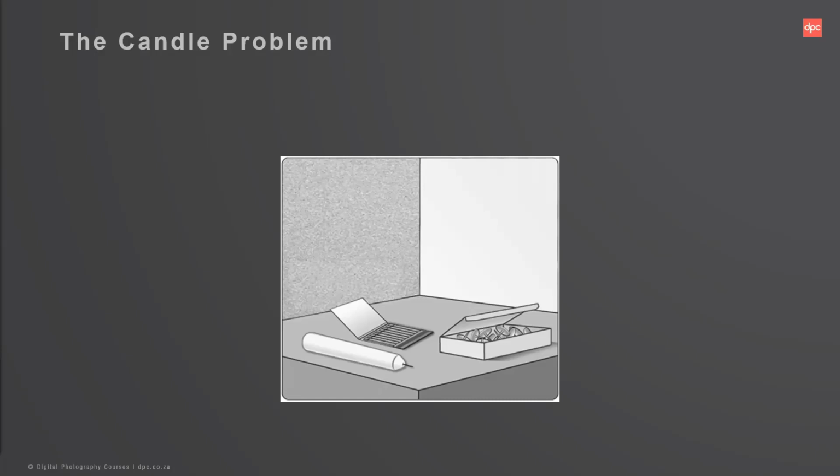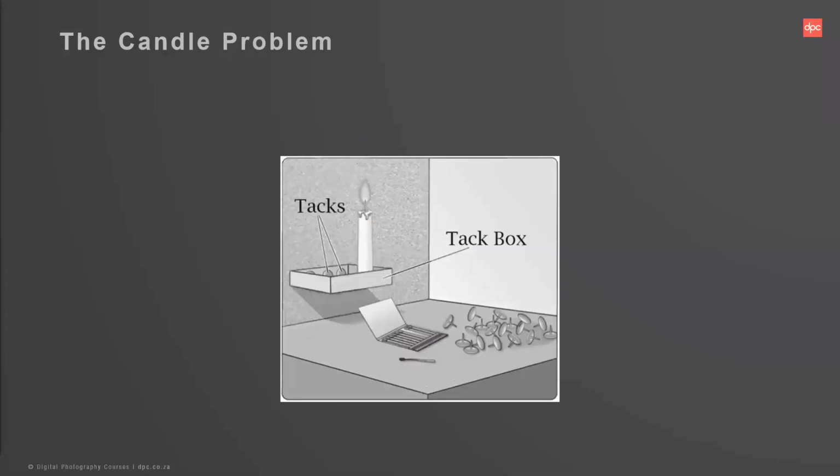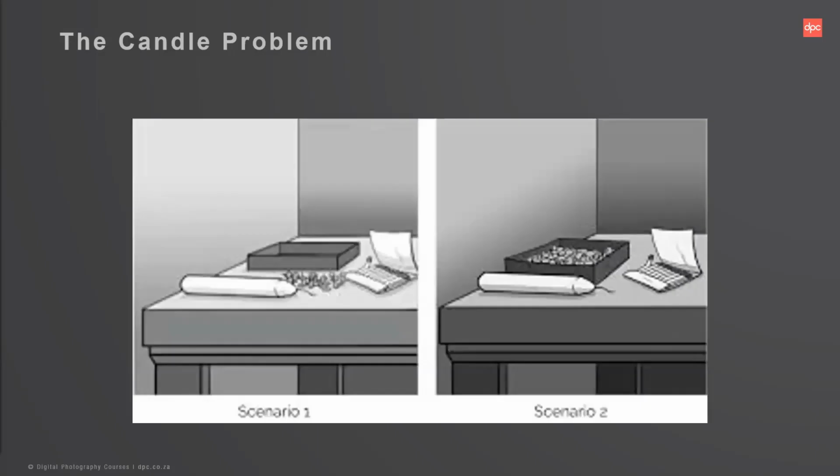And the difference was, this is the correct answer for how you're supposed to attach the candle to the wall: you use the tacks and the box to put the candle up. What people were trying to do is melt the wax and try and stick the candle on sideways and all sorts of things. But the difference between the two tests and the two results was that in one, they gave the people these tools: the candle, the tacks, the matches and the box. And to the other group, they gave the tacks in the box.